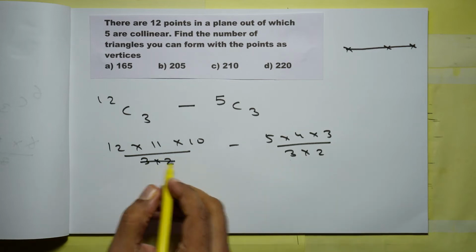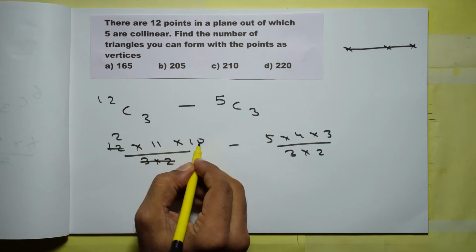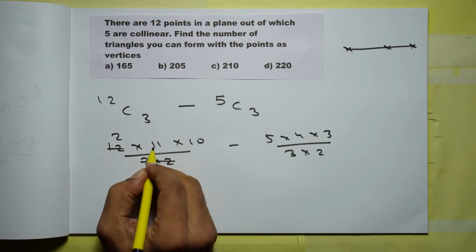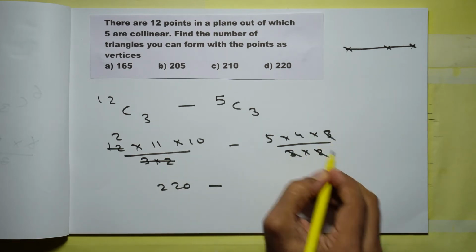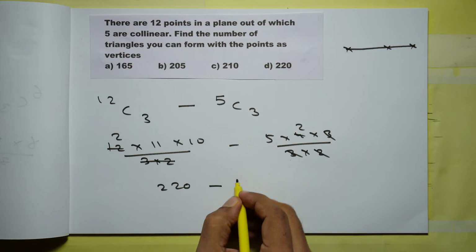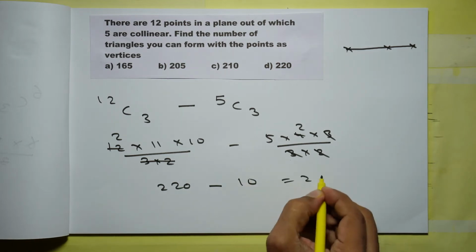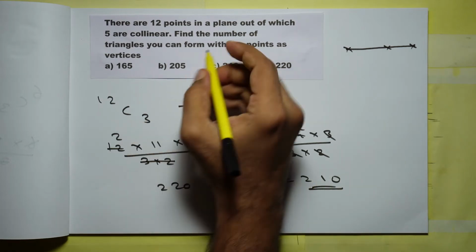Now 3 into 2, 6. 6 divides 2 times. So 2 into 11, 22 into 10, 220, minus this. 3 and 3 will cancel out. 2 divides 2 times, 5 into 2, 10. So 220 minus this 10, altogether 210. This many triangles are possible. So option C.